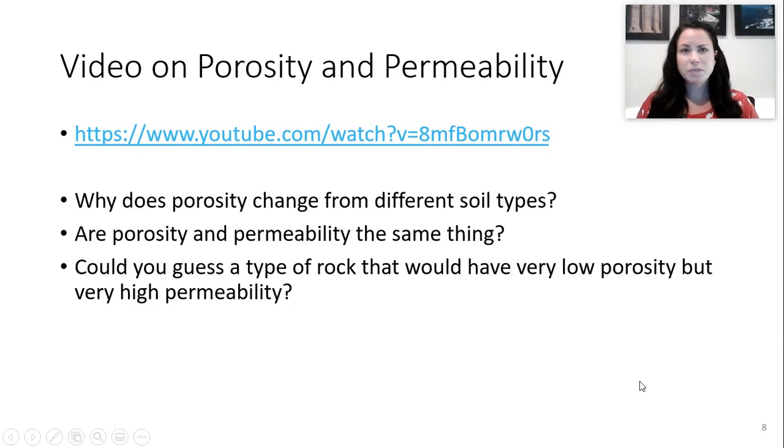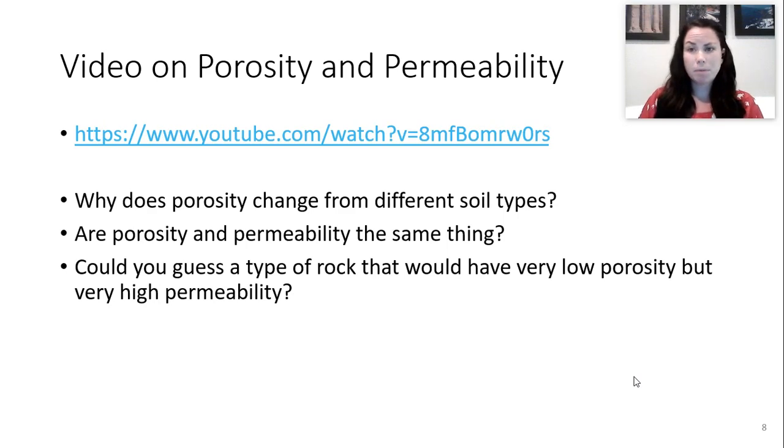So what that video showed was an experiment between porosity and permeability with different soil types. So what did you observe from the different soil types that they used? Well, you should have seen that the water flowed much more quickly through gravel than it did through clay, and that has to do with the size of the grains and the amount of space that's between the grains. So we would expect higher porosity and higher permeability in a gravel than we would with a clay.